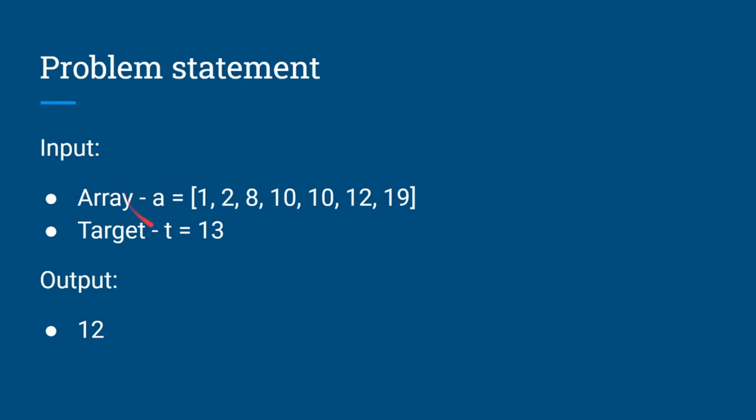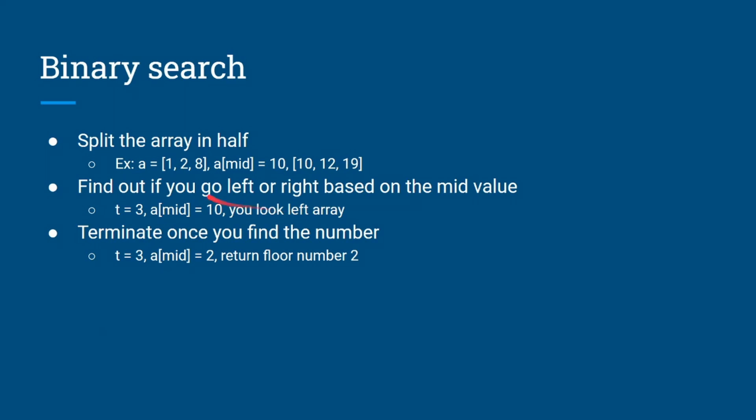Problem statement. Here is the input that you're going to get. This is an array that is in increasing order that we are calling A. Here is a target that we are calling T. If the target was 13, the floor number would be 12 because 13 is in between 12 and 19. Now, if the target was 10, the output would be 10 because 10 is in the array.